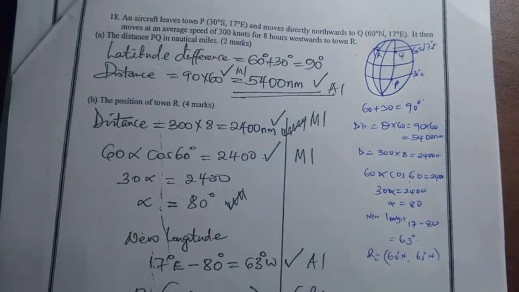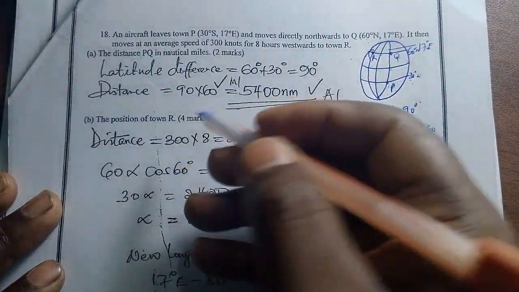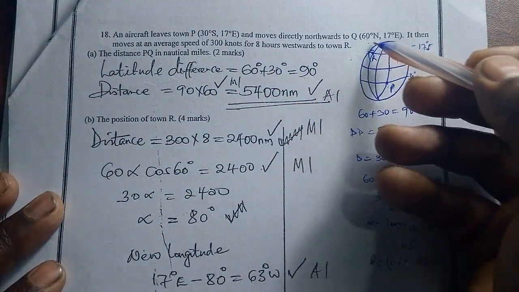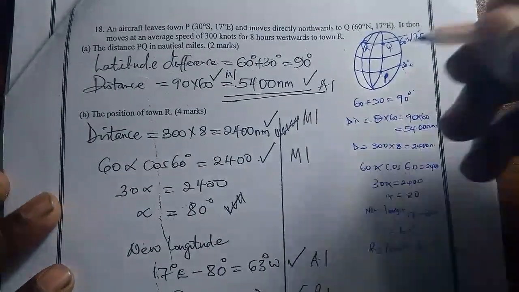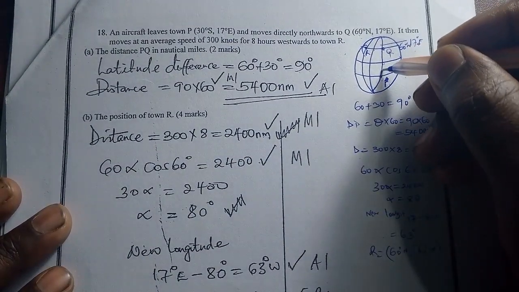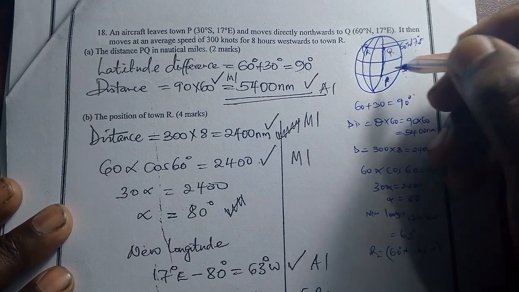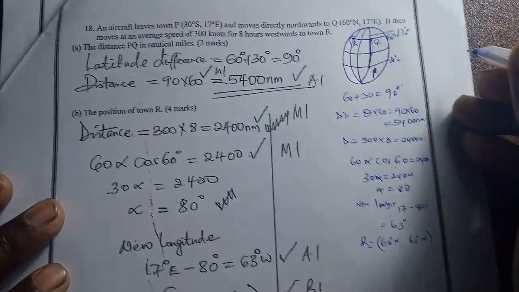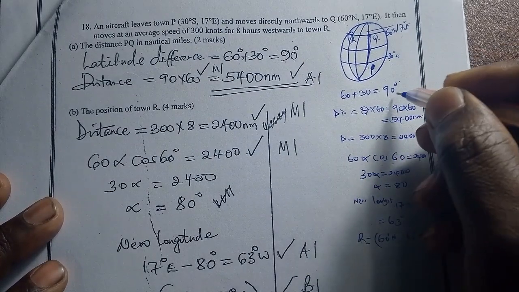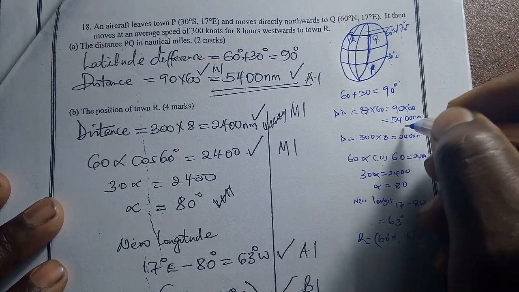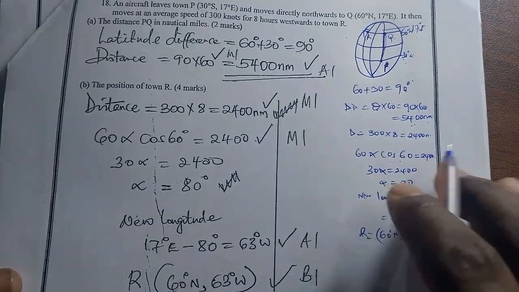If the distance is in nautical miles, remember it is around the great circle, because we have said it is around the great circle. Remember this is P. PQ is along the great circle, along the longitude, great circle. So how do you calculate the distance around the great circle? It is theta times 60. Our theta is 90. 90 times 60, that is 5400 nautical miles. It is as simple as that.